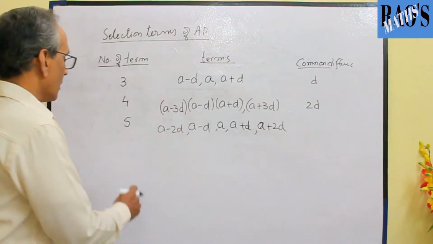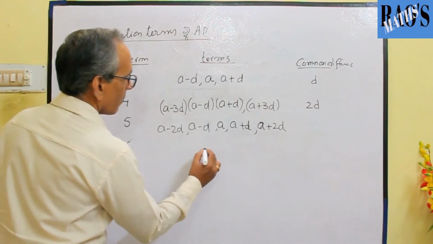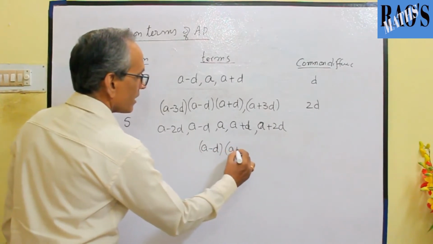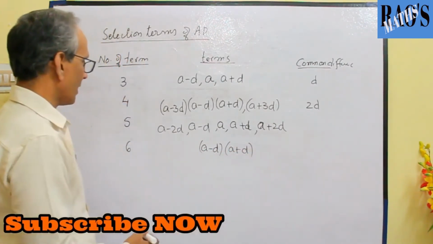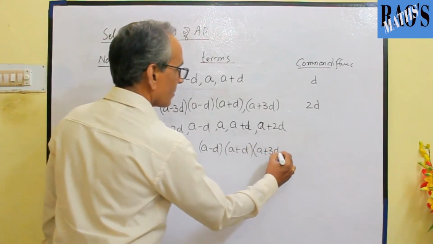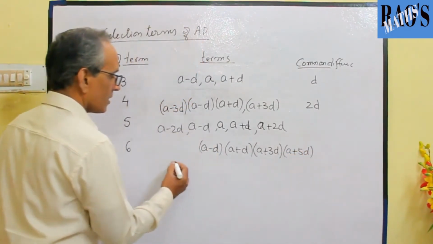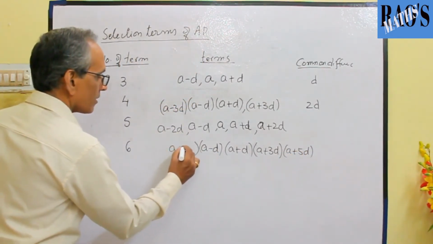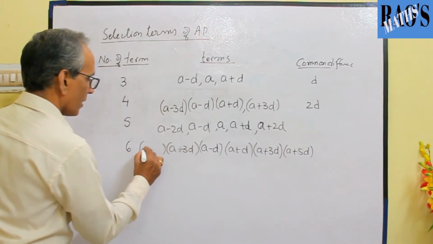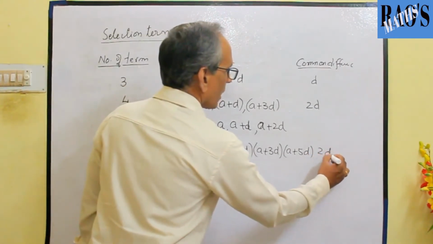If we want 6 terms, you got the idea now, I think. A minus D, A plus D, and A plus 3D, A plus 5D. On this side, A minus 3D, A minus 5D. The common difference is 2D here, whereas in the odd case it is D.